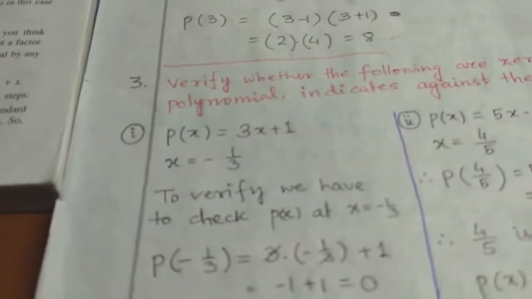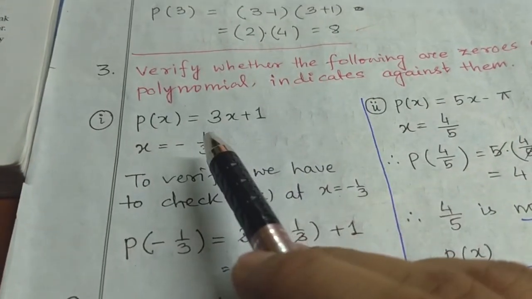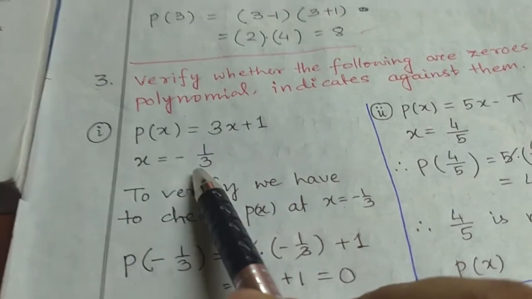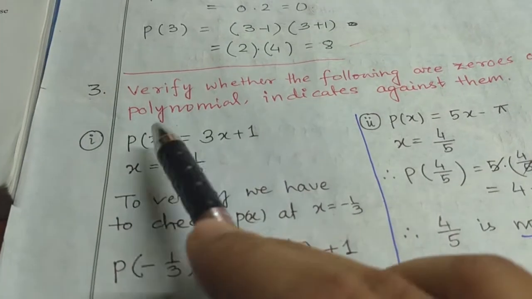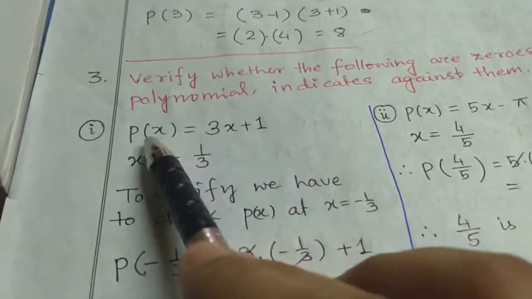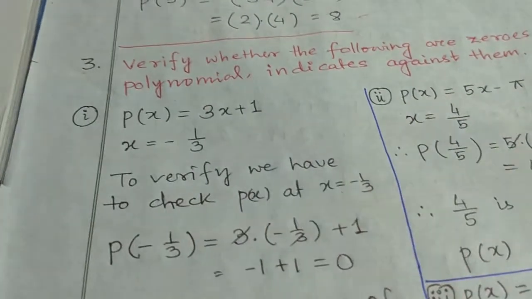So I verify this polynomial, whether the given value of x is zero or not. What do we have to do? We have to put the value of x in the p(x). Whatever polynomial p(x) is given, you have to put the value of x in it. Then you have to check whether it is equal to 0 or not.